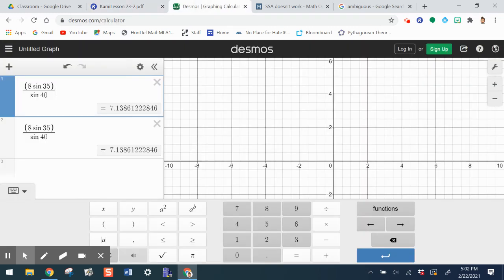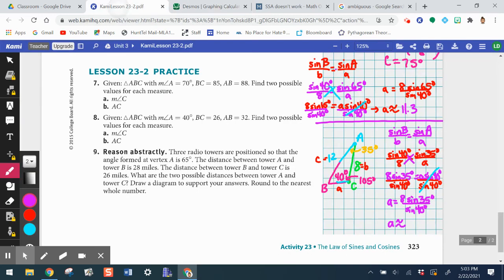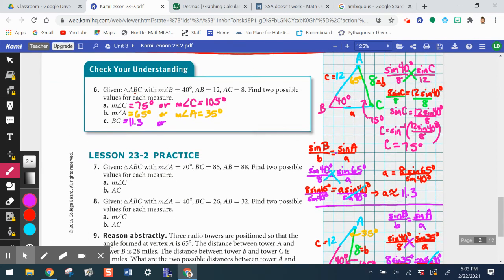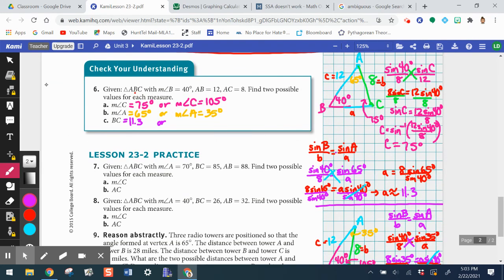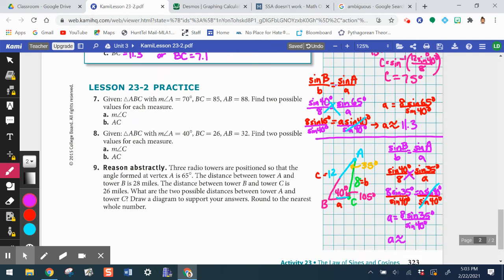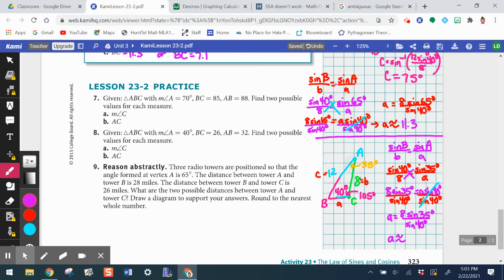So 8 times the sine of 35 over the sine of 40 is 7.1, because the 3 tells that 1 to stay where it is. So the other possibility for BC is 7.1, which does make sense, because when angle A is 65 degrees, its opposite side is 11.3. And when angle A is 35 degrees, its opposite side is smaller, 7.1.